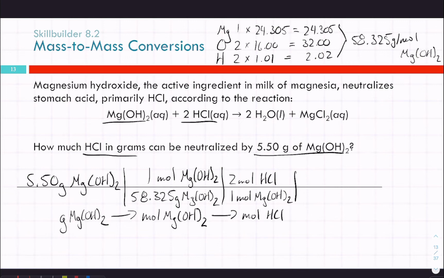And then finally, we need to find the molar mass of hydrochloric acid. It's the one hydrogen, one chlorine. 1.01, 35.45.